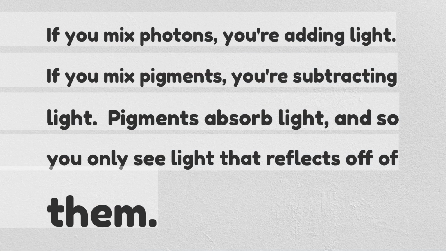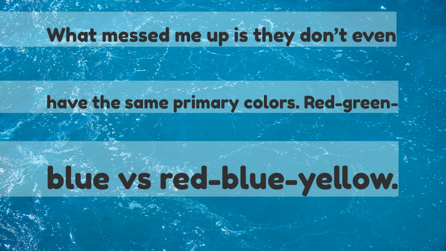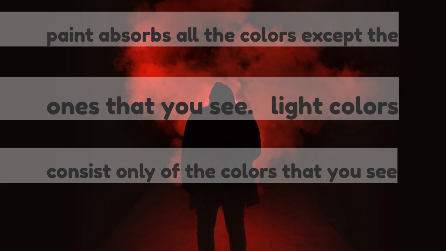If you mix photons, you're adding light. If you mix pigments, you're subtracting light. Pigments absorb light, so you only see light that reflects off of them. What messed me up is they don't even have the same primary colors: red, green, blue versus red, blue, yellow. Paint absorbs all the colors except the ones that you see. Light colors consist only of the colors that you see.